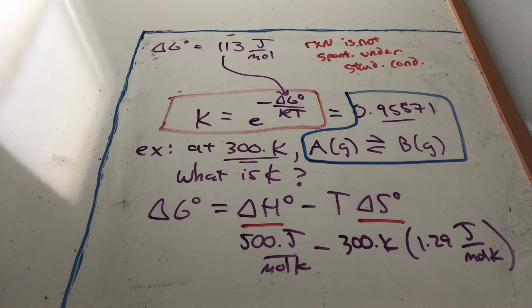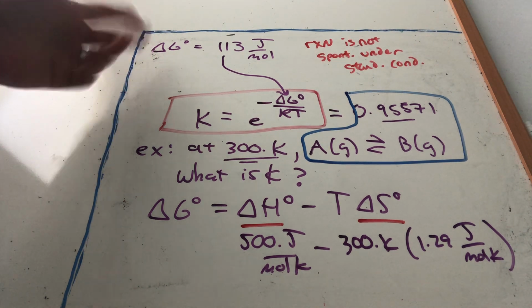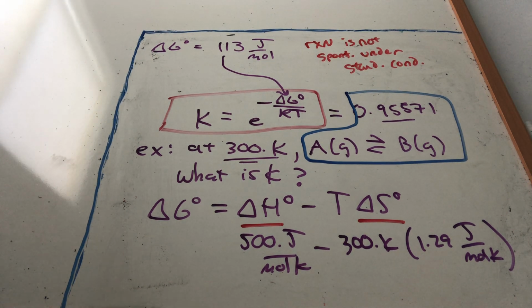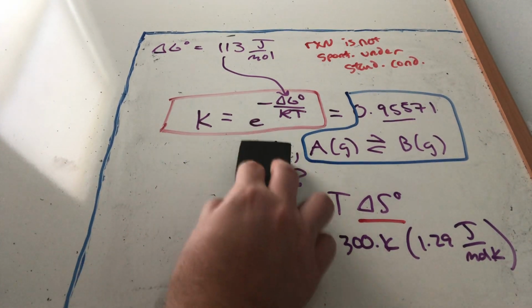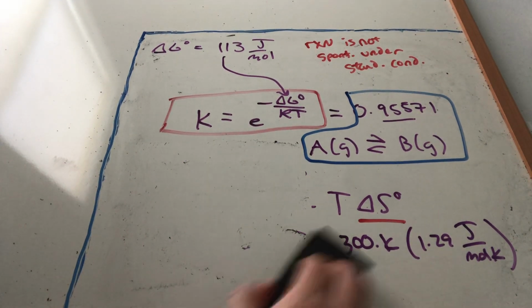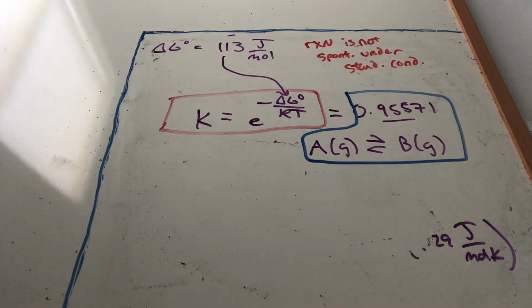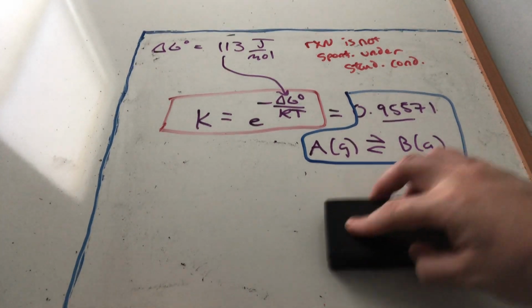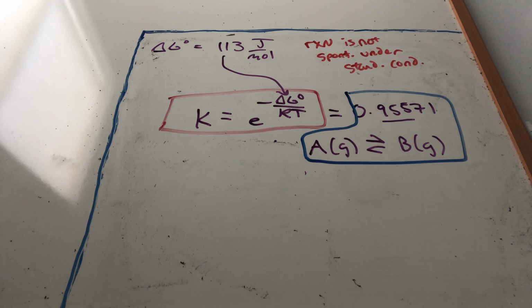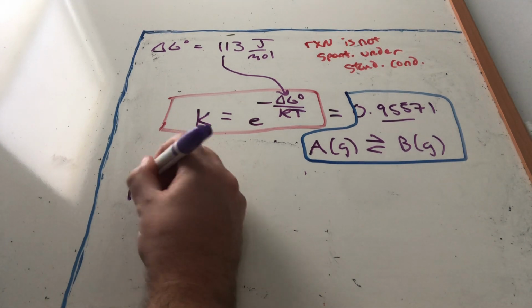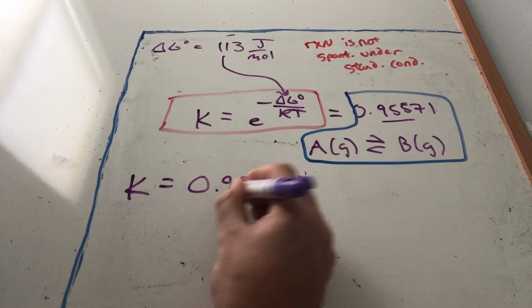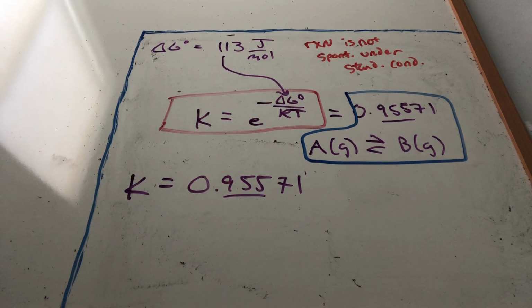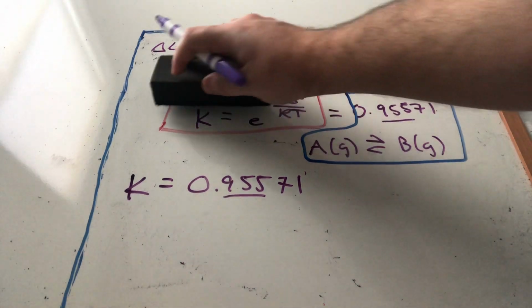You've just been given this, but now we see how we can calculate it. Okay, but wait a second. What is delta G naught then telling me? Well, remember, delta G naught gives you information under standard conditions. Delta G naught gives you your K. This is a K for this reaction. K for sure, no matter what, is 0.95571. No matter what, that's the K for this reaction. A gas going to B gas.